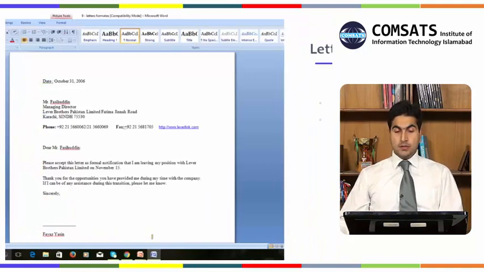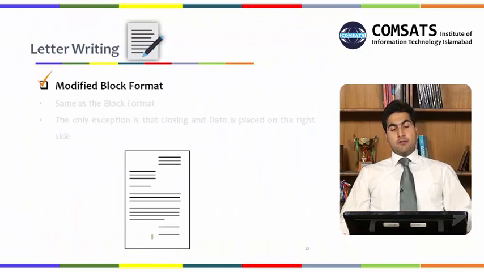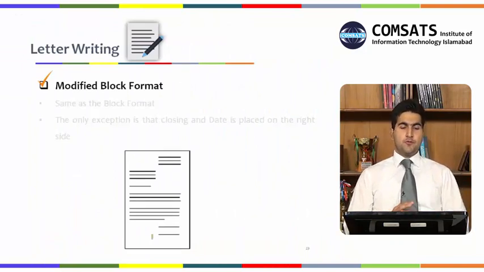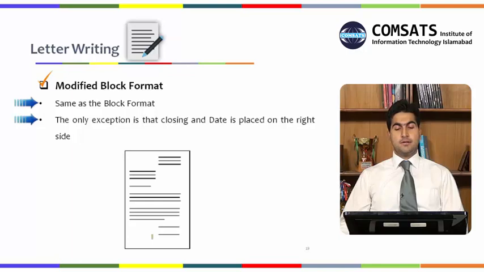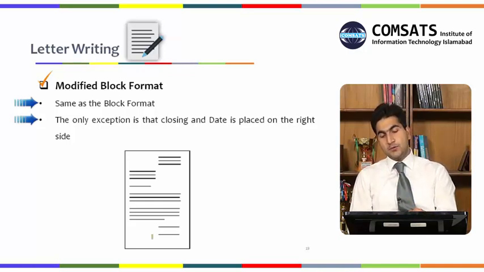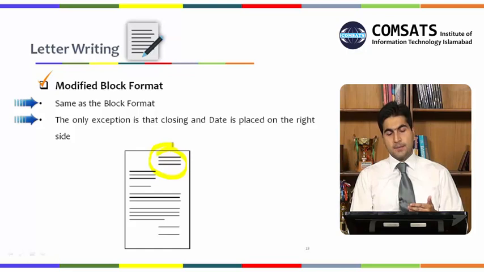To have a good idea, if we look at the modified block format, you're going to see the differences. It is almost the same as block format. Why almost? The only differences or exceptions are your closing and complimentary closing, of course, and the date is placed on the right hand side. This is the area where you are providing the details of the date on which things are happening or being communicated, and the closing is also there on the right hand side. The rest of it is once again on the left hand side.